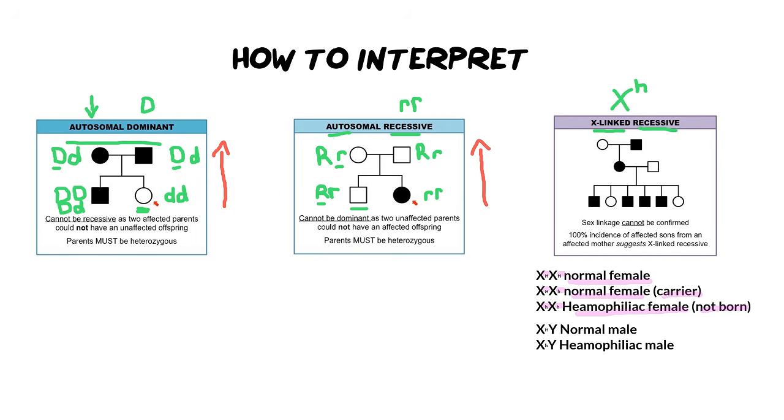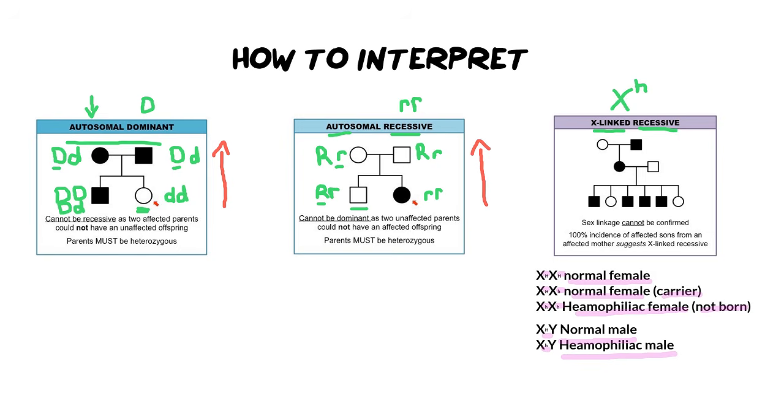Now, in males, they only have one X chromosome. So they either have hemophilia or they don't. They can't be carriers. So in this example, we have a capital H on the X, and this has produced a normal male, whereas we only have one small lowercase h, and therefore we have a hemophiliac male.